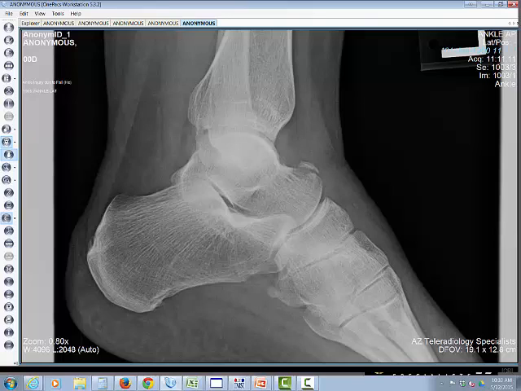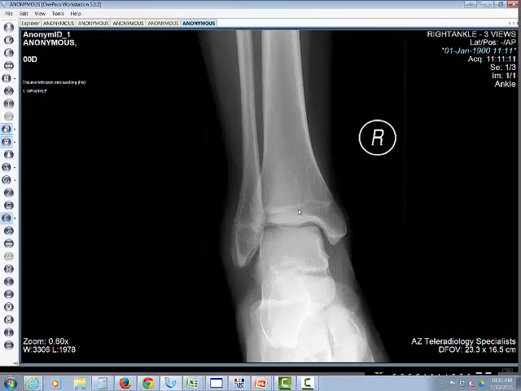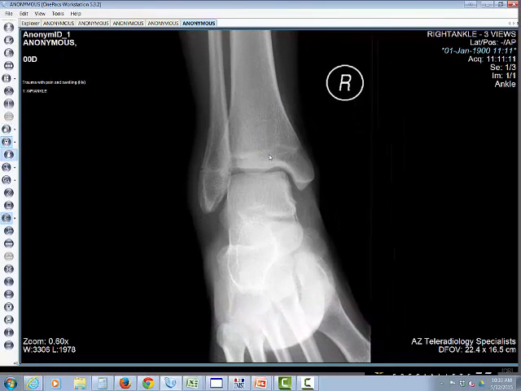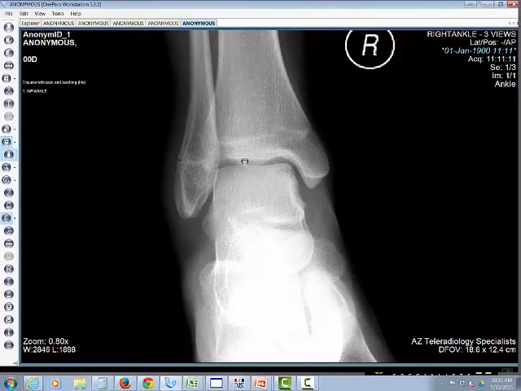Let's do one more ankle. We have one more ankle that I'd like to show you. This is an important, uncommon injury, but an important one because it can be debilitating if not detected early. So this is an adolescent patient who presented with some ankle pain.